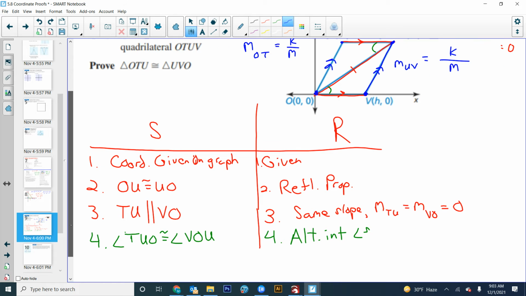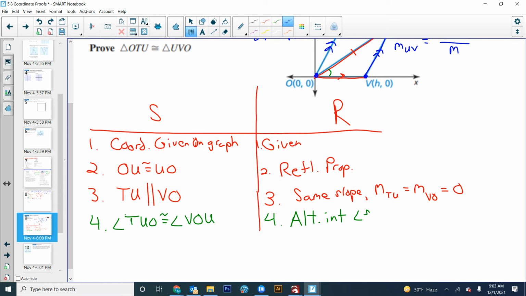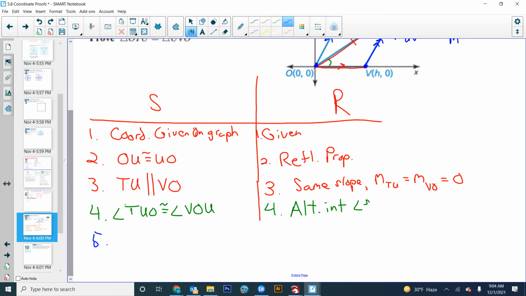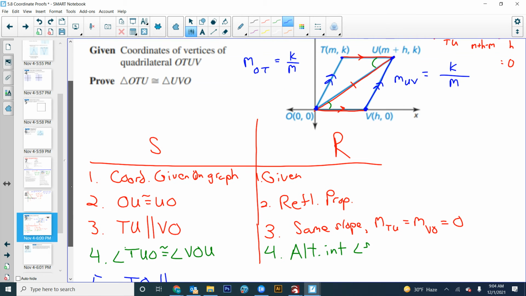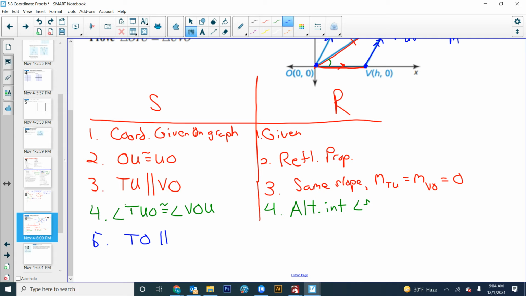The slope of OT equals the slope of UV. Oh, I messed up. I want to write that in the reason column. Our statement is that those segments are parallel. TO parallel to VU. And it's going to look very similar to step 3. Same slope.